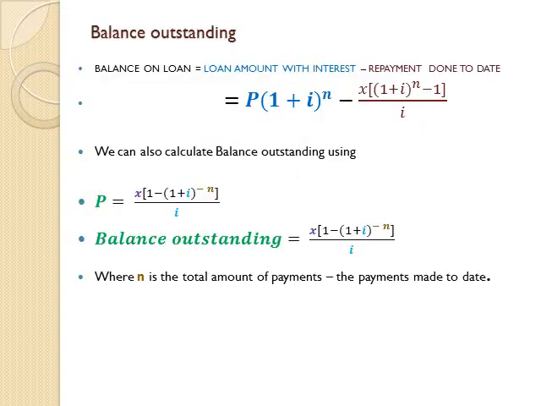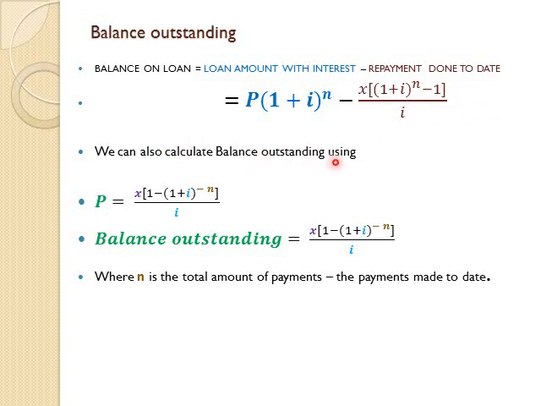Financial maths lesson, we'll be calculating your balance outstanding on a loan. Balance on loan will always be my loan amount with interest minus the repayments done to date. The loan amount with interest increases using compound increase, P(1+i)^n, minus payments done, your future value equation, x[(1+i)^n - 1]/i.